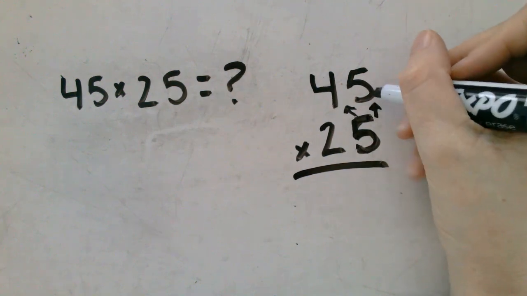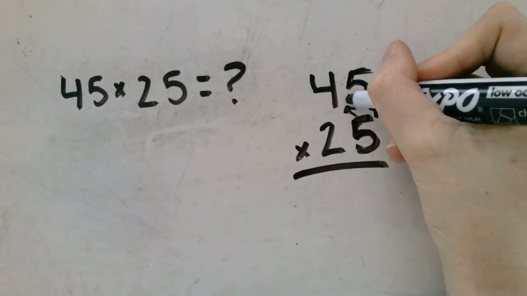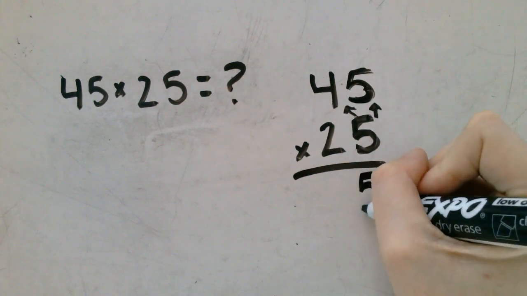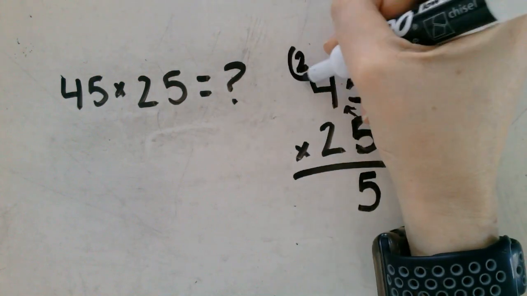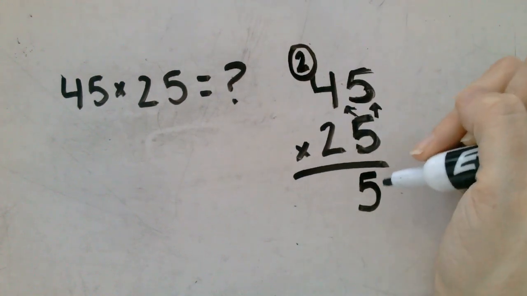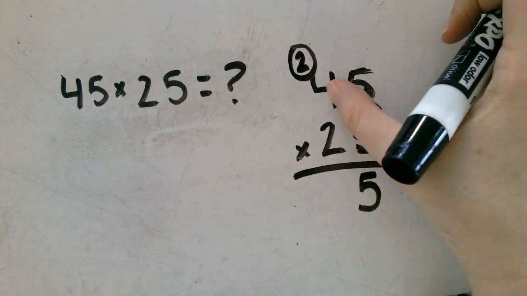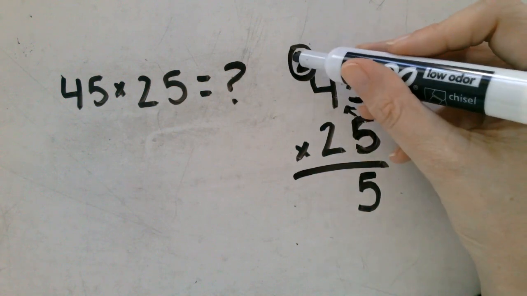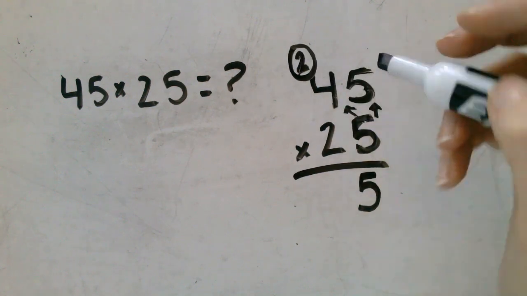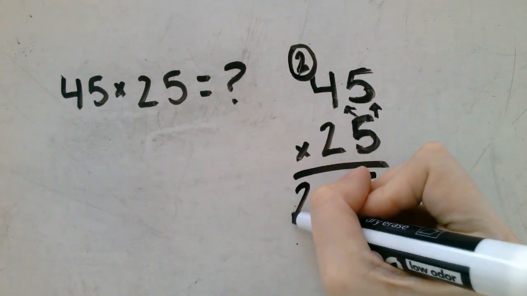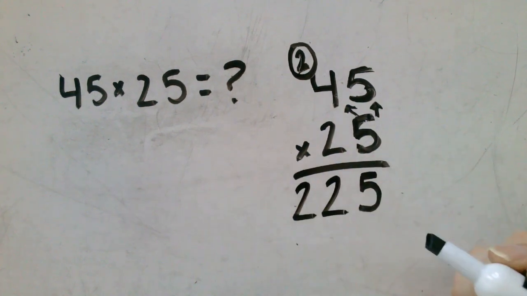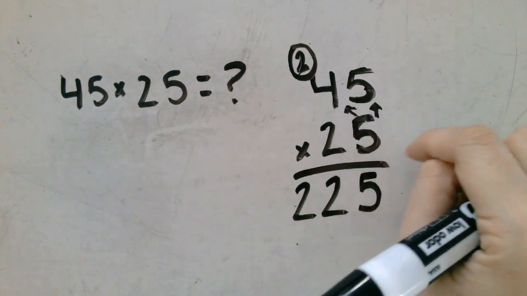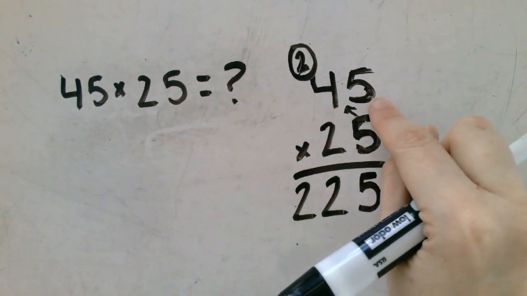Let's start by multiplying 5 times 5. Call out, what's 5 times 5? 5 times 5 is 25. So put the 5 in the bottom, and we're going to carry that 2 over here. We're not going to put it down there yet. Now we have to do 5 times 4. 5 times 4 is 20, and we need to add in 2. So 20 plus 2 is 22. So we'll write that on the bottom underneath. Now that we have that, we've multiplied our 5 by each of these numbers.